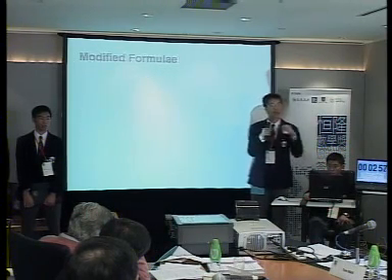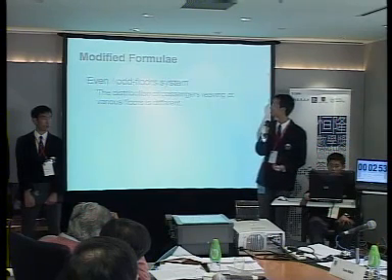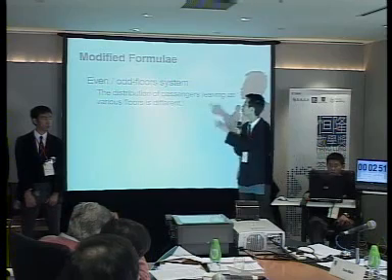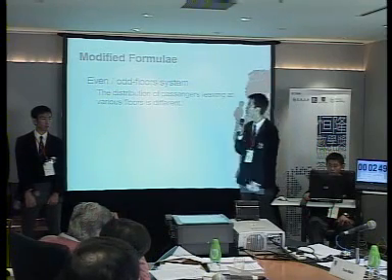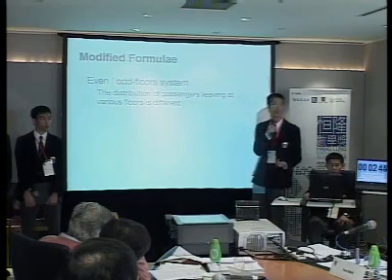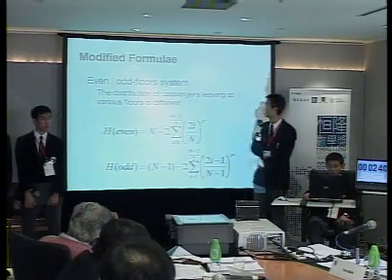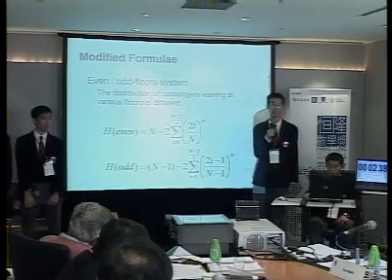So you may ask, what about the other systems? How about the even and odd systems? To calculate the times for this kind of system, we have modified the formula, because the distribution of passengers leaving at various floors is different. And so this is the equation that we modified, one for the even and one for the odd.